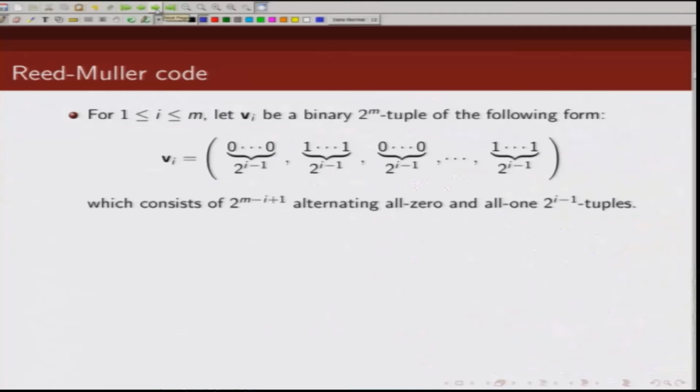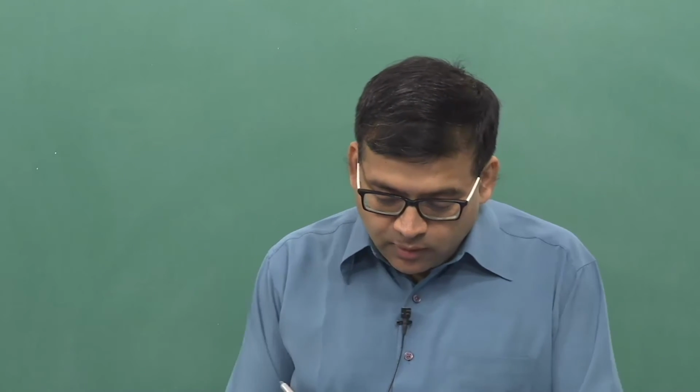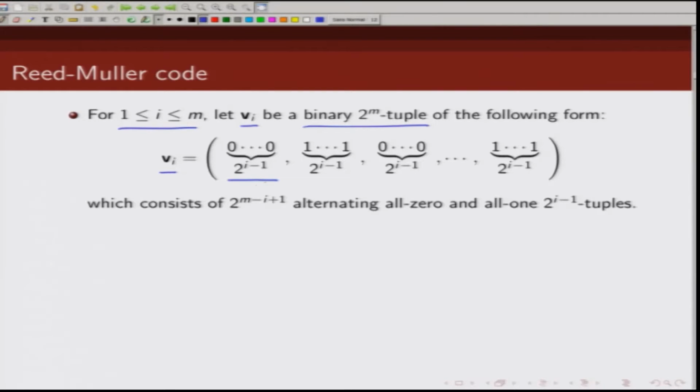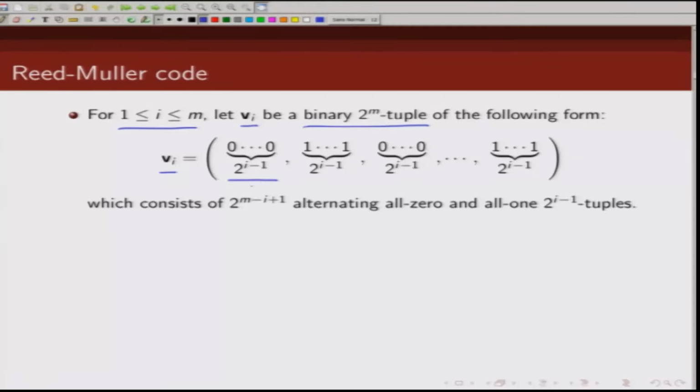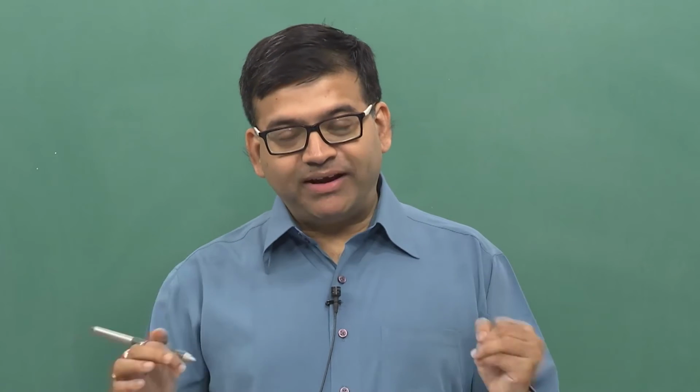Now, how do we construct a Reed-Muller code? To do that, let us define a binary m tuple, let us call it Vi, for i going from 1 to m, in this particular fashion. There are alternating runs of zeros and ones. Vi is a run of zeros for 2 raised to i minus 1 times, then a run of ones for 2 raised to i minus 1, like that. So, this Vi consists of 2 raised to m minus i plus 1 alternating runs of zeros and ones, where each of these runs is of length 2 raised to i minus 1.